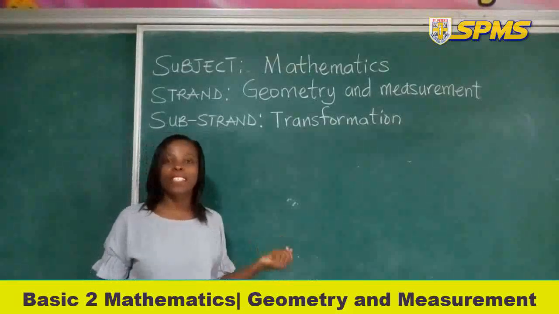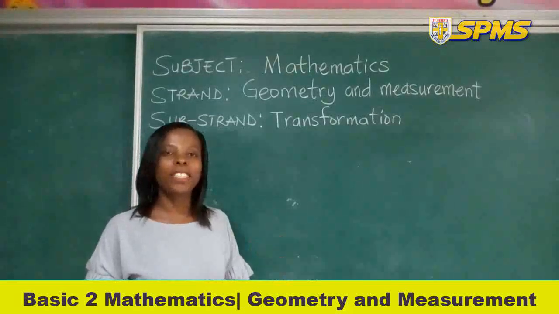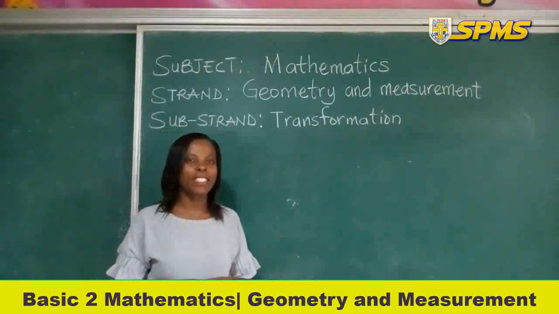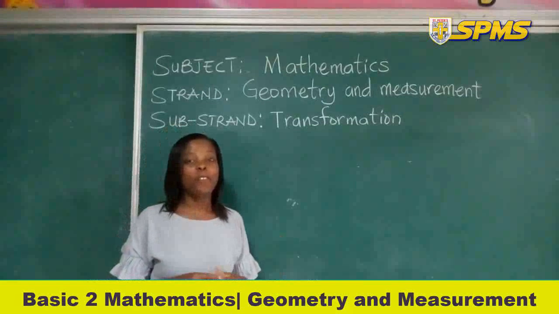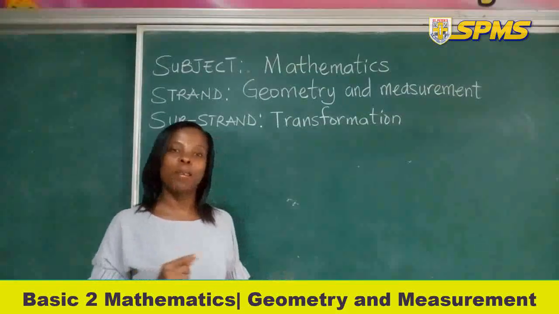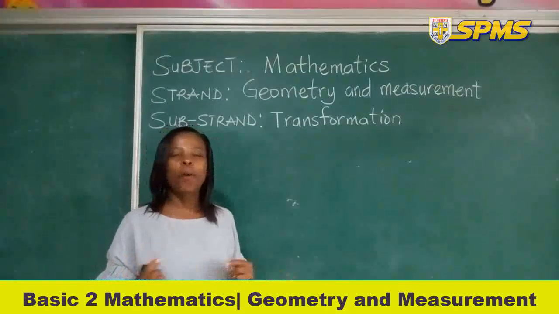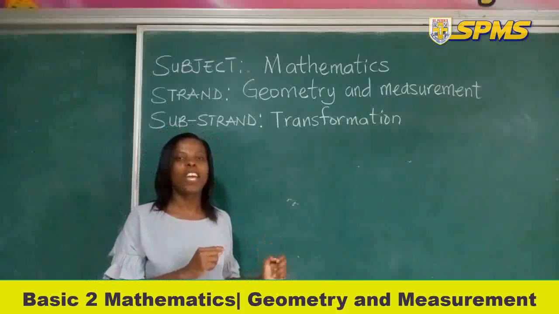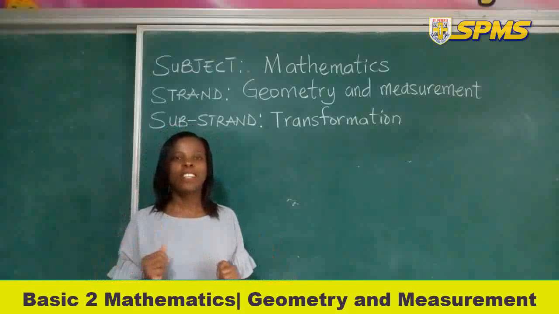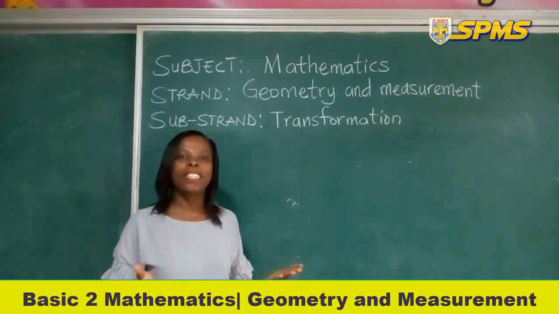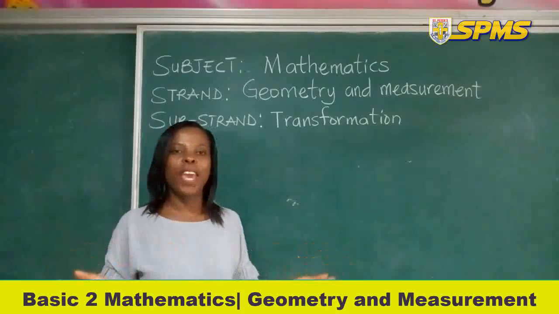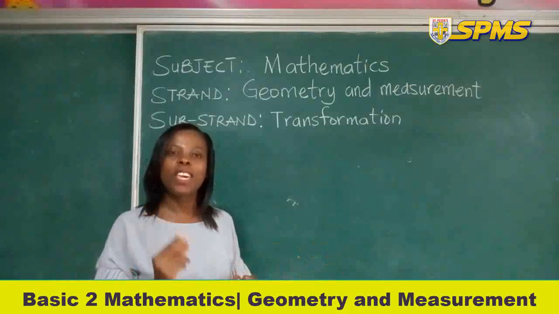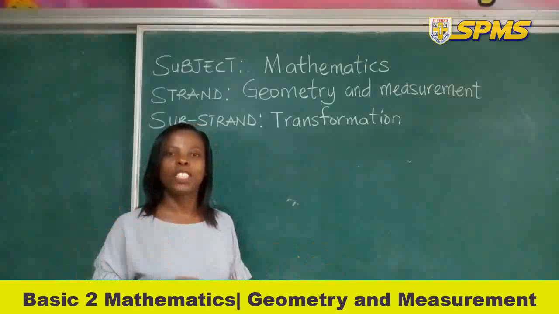From our keywords, we came across the word transformation. What did we say it is? It involves the movement of shapes and objects from its original state or position to a new position. But this happens in various ways. Now we are going to take a look at these three types of transformation.